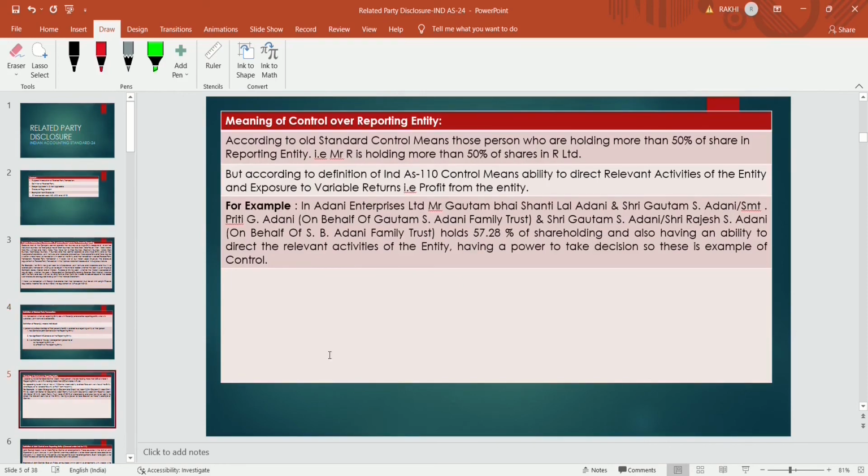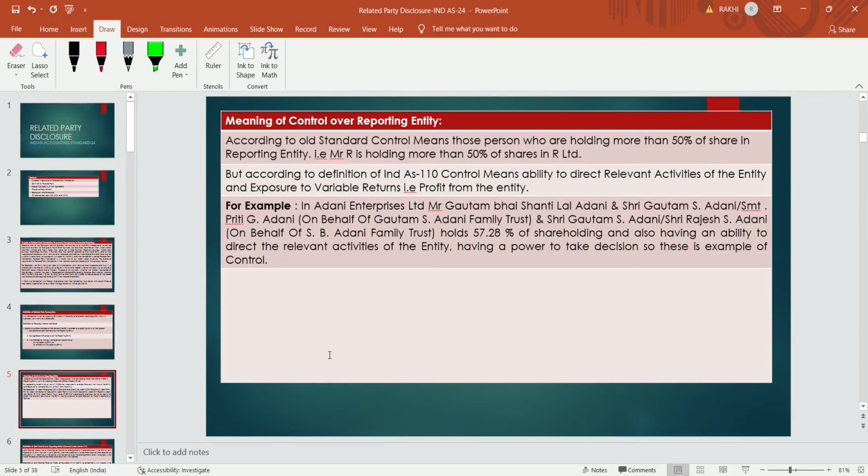According to the old standard, control means those persons who are holding more than 50% of the shares in the reporting entity. The person who is holding more than 50% of the shares in the reporting entity has control over the reporting entity. For example, Mr. R is holding more than 50% of the shares in R Limited. So Mr. R has control power as per the old standard.